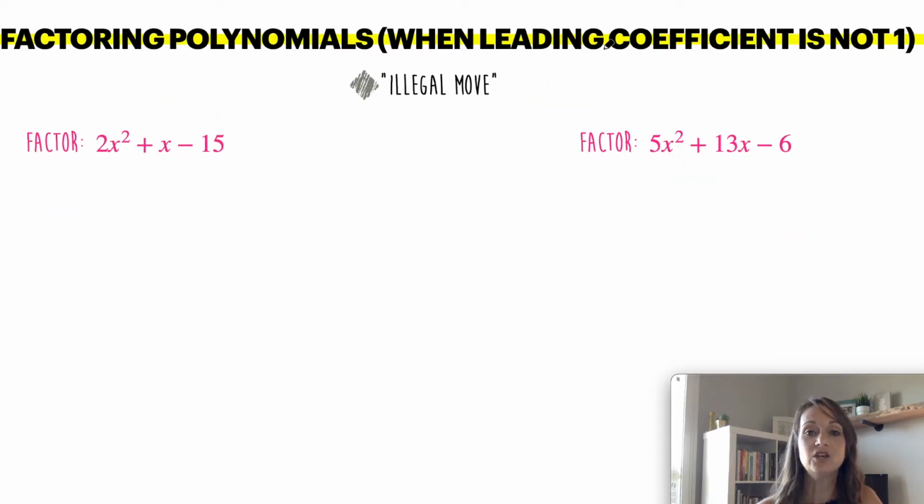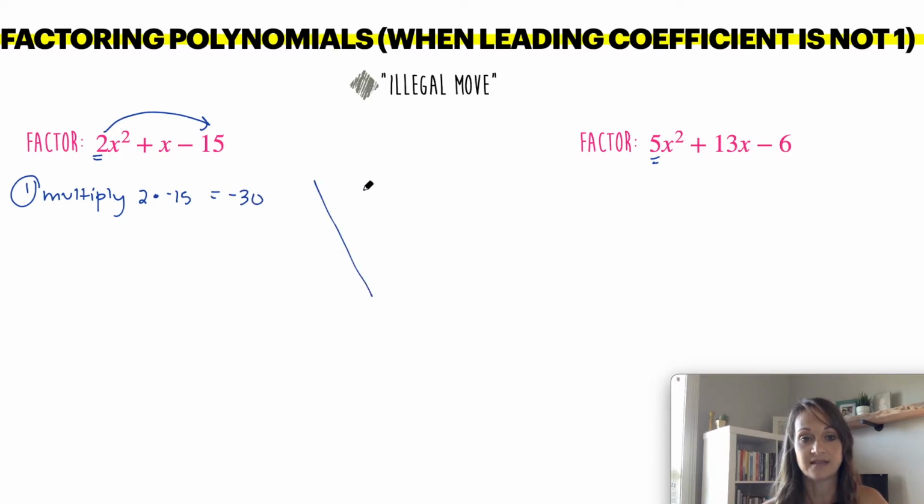Now, when the leading coefficient is not 1, so for example, we actually have a number in front of the x squared, just like here, this is where we do the form, which we call the illegal move. So first step, you multiply the a times c. So for the first step, you multiply the 2 times the -15 to get -30. Now you do the big X.